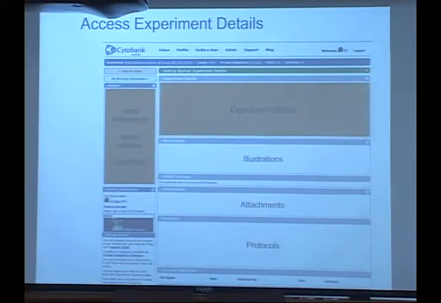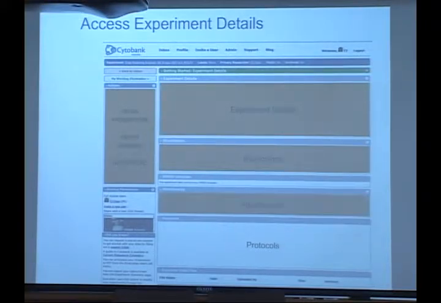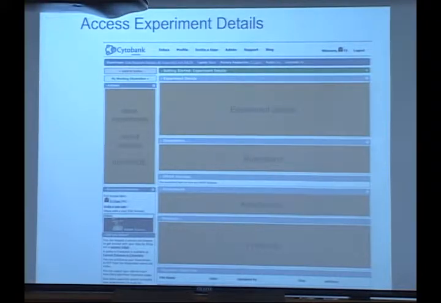You can also store any kind of metadata, which includes attachments. For example, if you know you did something weird with your protocol, you can upload your entire protocol, you can type it in, you can attach other things like images, spreadsheets, anything that is associated with your experiment that you don't want to lose.